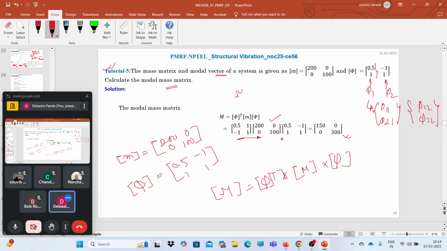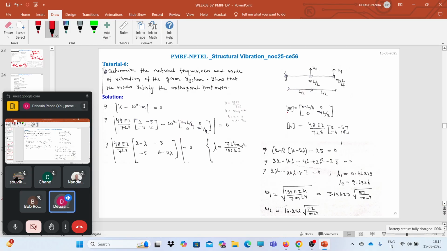So my modal mass matrix, or the normalized mass matrix with respect to the mode shape, will come as 150, 0, 0, 300. Great.